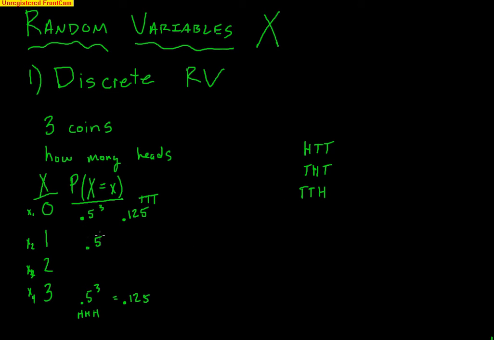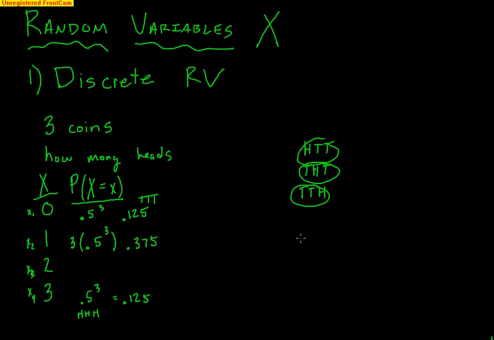So all of them are 0.5 to the 3rd, but I have to understand that there's 3 different ways that can happen. So I'm going to put a 3 in front of this because I'm going to need to multiply, since there's 3 different ways that can happen. It would be this way, which is 0.5 to the 3rd, or this way, which is 0.5 to the 3rd, or this way, which is 0.5 to the 3rd. So 3 times 0.5 to the 3rd is 0.375. So the probability of that is 0.375.